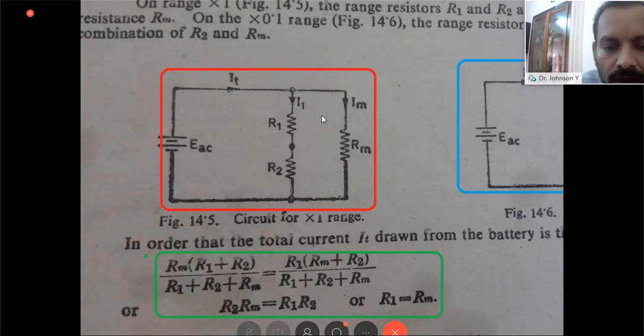And what is the equivalent resistance of this circuit? Since it is parallel, the equivalent resistance is Rm into the sum of R1 plus R2, divided by the total of these three resistances. That is the parallel equivalent circuit resistance. So that is shown here: Rm into (R1 plus R2) divided by (R1 plus R2 plus Rm). It is the total equivalent resistance of this circuit.